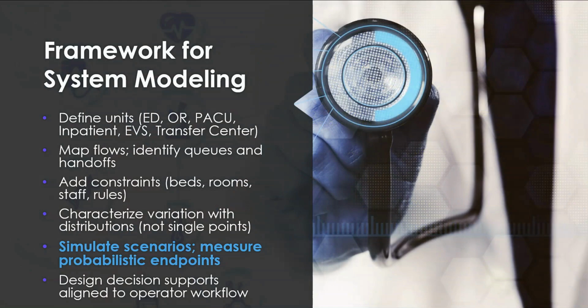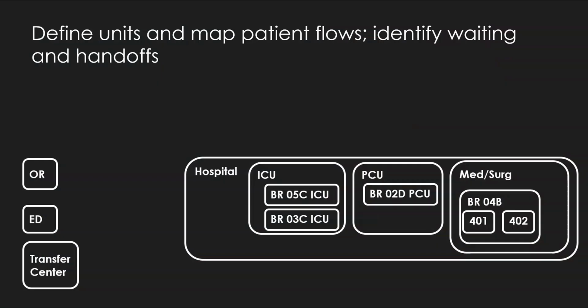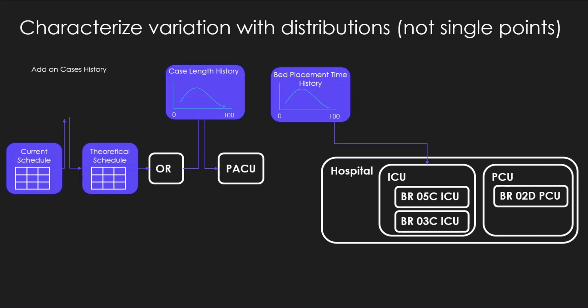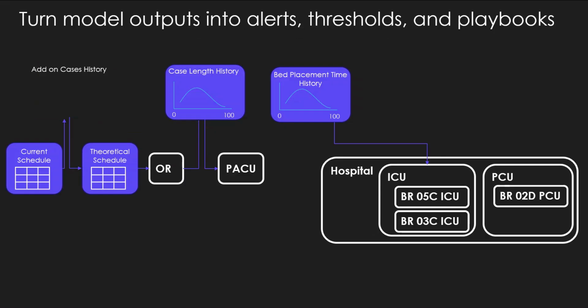So we're still going to use the framework we talked about before, starting by defining units, mapping the flow, adding constraints, characterizing variation with distributions, and we're at the final step where we simulate scenarios to measure probabilistic endpoints. So we start with that defining of units and figure out what matters. In the case I'm putting in front of you, it's our PACU. We want to get to realistic constraints so that we are infusing some reality into this modeling of the system, and we want to characterize that all with distributions so that we have a more realistic point of view on what the future could look like.